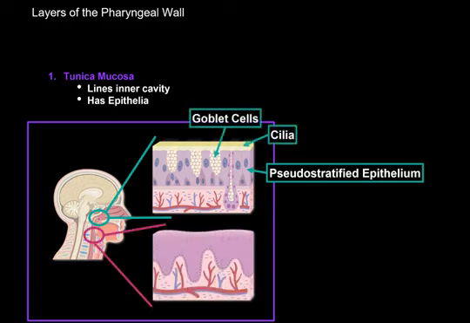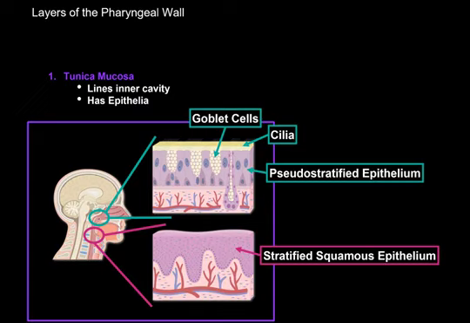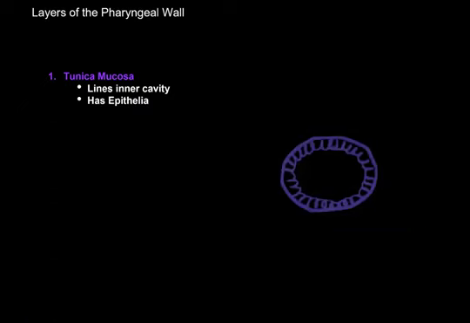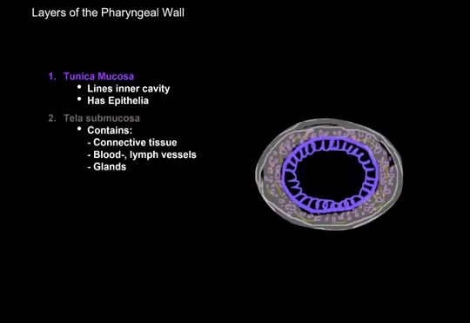While the rest of the pharynx has to endure the pressure of food coming through the mouth, so it's lined by stratified squamous non-keratinized epithelia for protection. So that is the first layer. The next layer is the tela submucosa, containing primarily connective tissue, as well as blood vessels, lymph vessels and glands. So that was this layer.